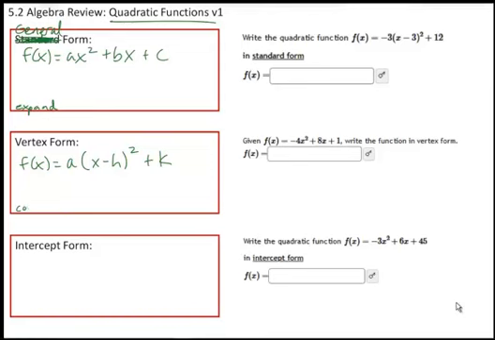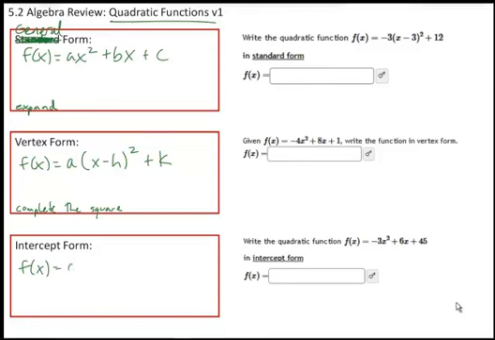Okay, and so in order to work with vertex forms, we're going to be talking about completing the square, which we'll go over, so you don't have to specifically remember how to do it. We'll talk about it.